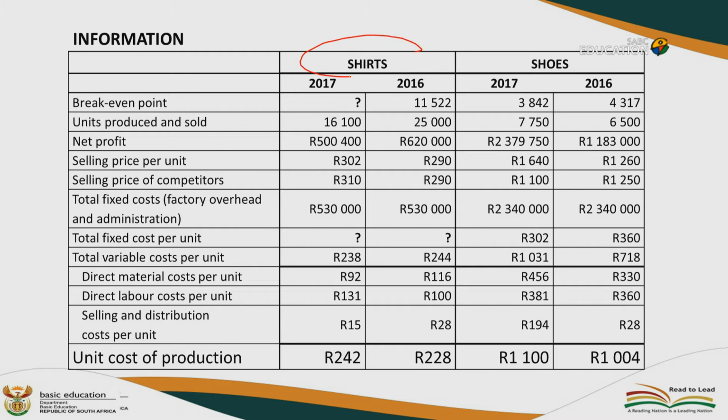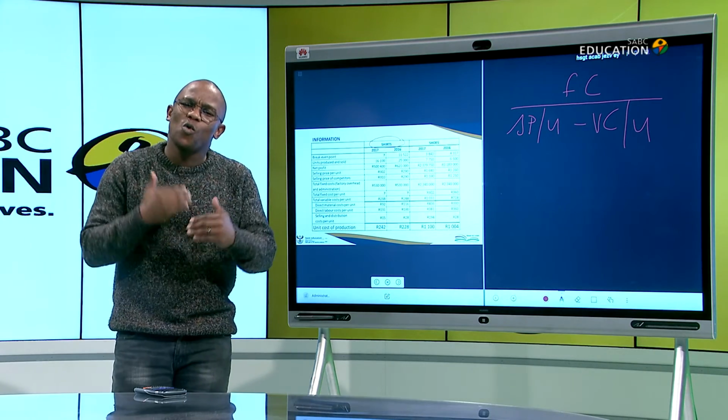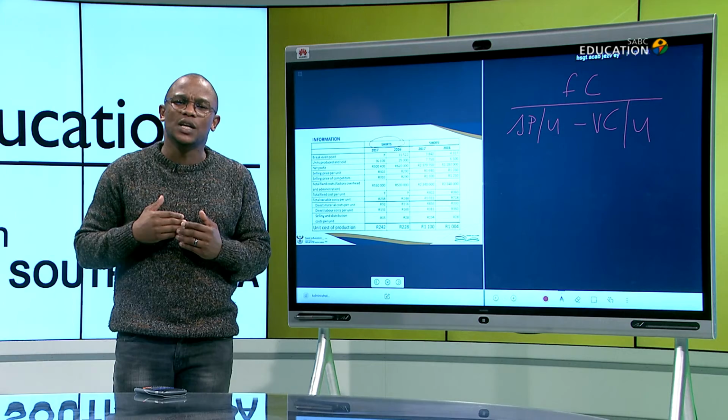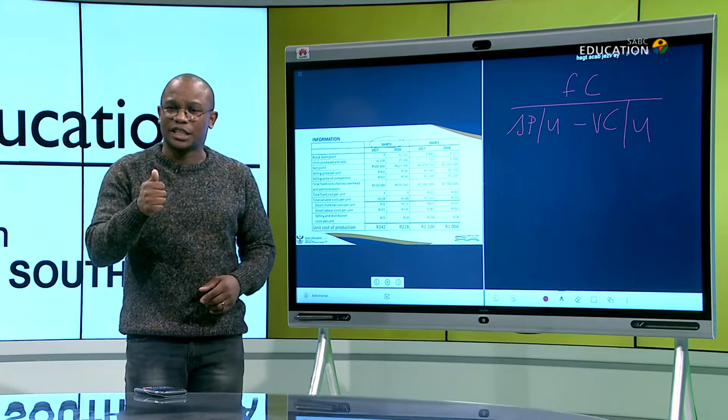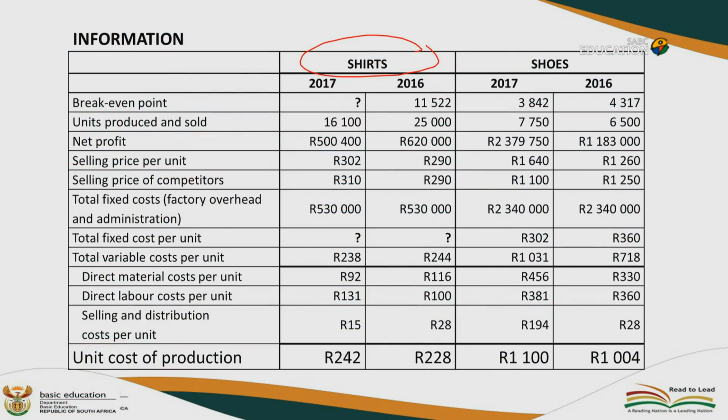For shoes. Please, dear learners, your answer book is not your question paper, but what is written in your answer book is a summary of what is in your question paper. Frequently check your question paper so that you know which product you are dealing with, because we have two, the shirts and the shoes. So let's calculate our break-even. That's question number one. Our total fixed cost, here it is.